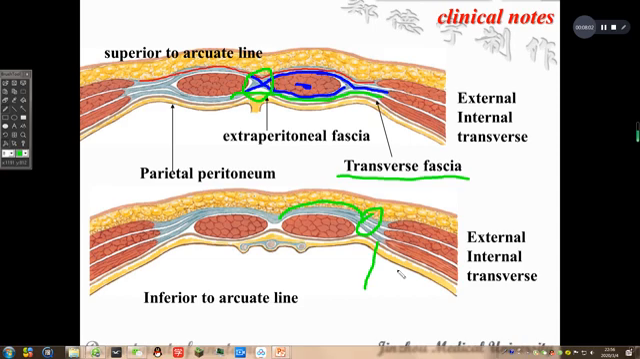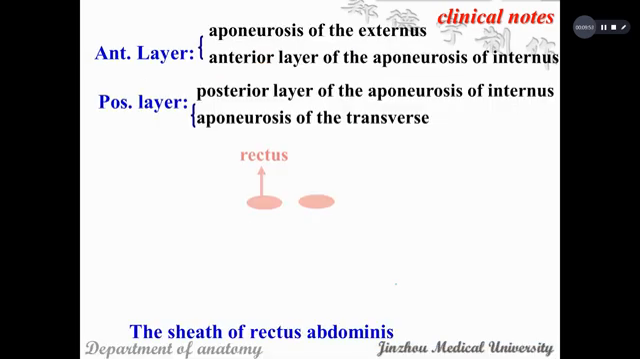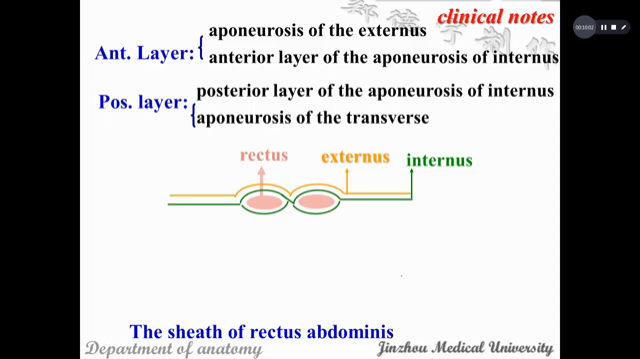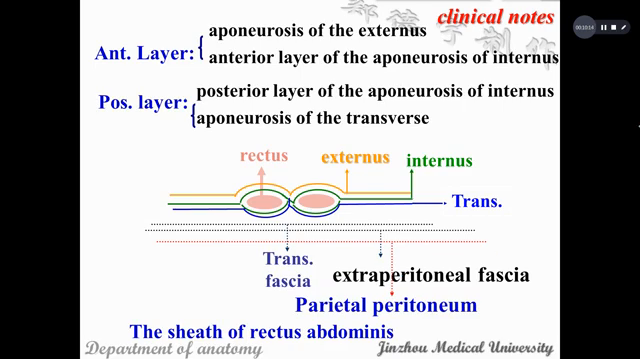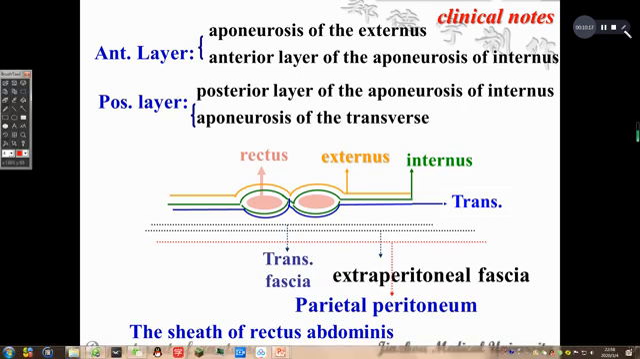Where is the arcuate line? The arcuate line is inferior to the umbilicus, about 4 centimeters. Here are the anterior layer and posterior layer. The layers are the external oblique, the internal oblique, the transversus abdominis, and then the transversalis fascia, the extraperitoneal fascia, and the parietal peritoneum.